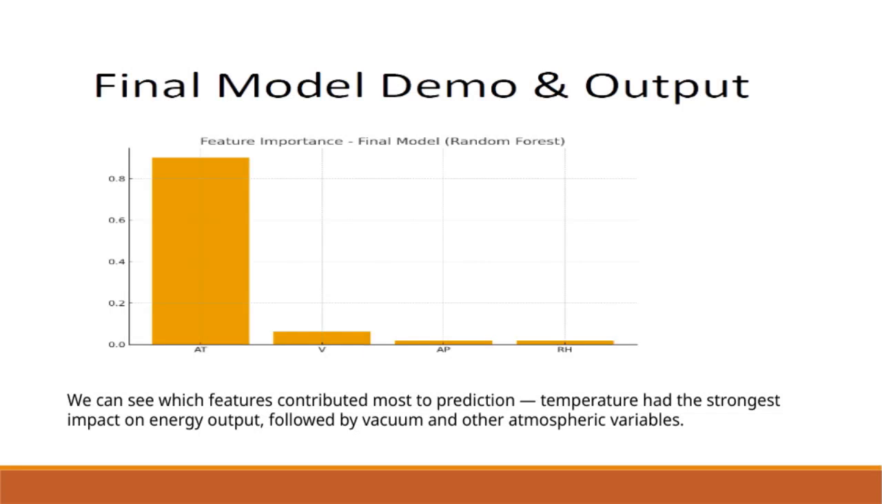Let's take a closer look at which features had the most influence on our prediction. As we can see, temperature played the biggest role in determining energy output. That makes sense, since temperature directly affects how much energy our system can produce. Following temperature, vacuum conditions and other atmospheric variables also contributed, but to a lesser extent. This highlights how environmental factors, especially temperature, are crucial for accurate predictions. Understanding these key contributors helps us better grasp how different variables impact the overall system and reinforces the importance of monitoring environmental conditions in our models.